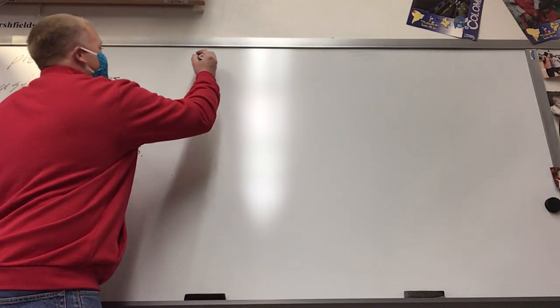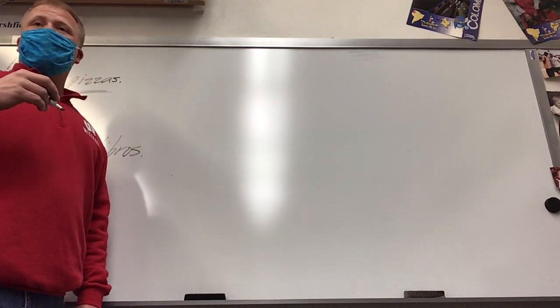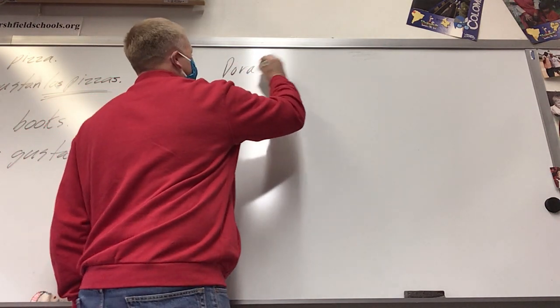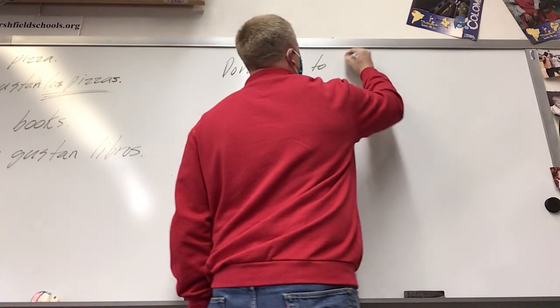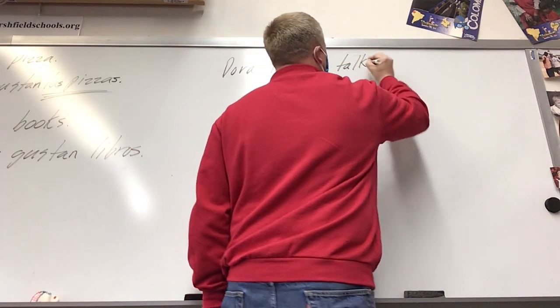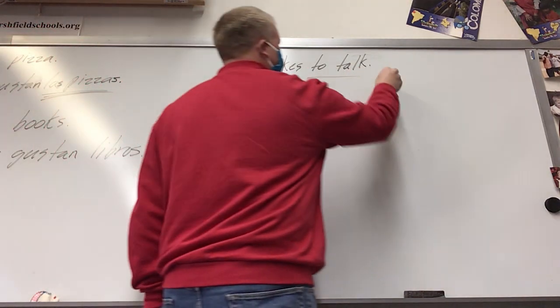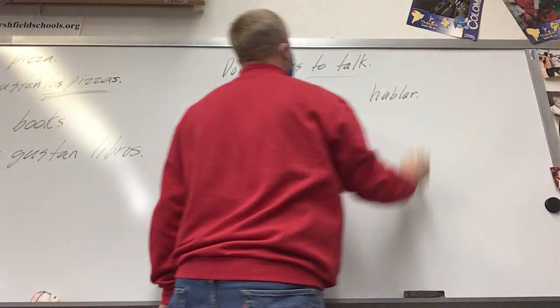Posibilidades. Okay, camera work here. We need a name. Who? Kenzie. Dora. Dora likes to talk. Yep, that's for sure. Shocker. Right? Let's work backwards. How do we say to talk? Hablar.